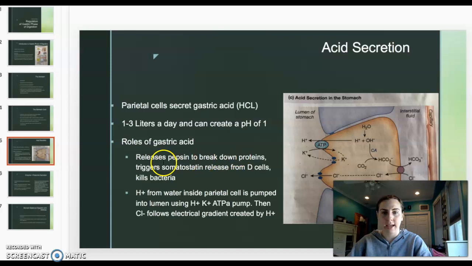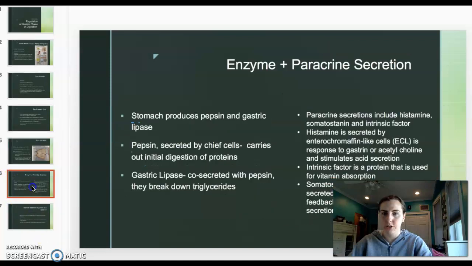The way this acid is secreted is that proton ions from water inside the parietal cells are pumped into the lumen using hydrogen potassium ATPase pumps, and then the chloride anions follow the electrochemical gradient created by the hydrogen protons, resulting in hydrochloric acid secretion. So moving on to the next slide.